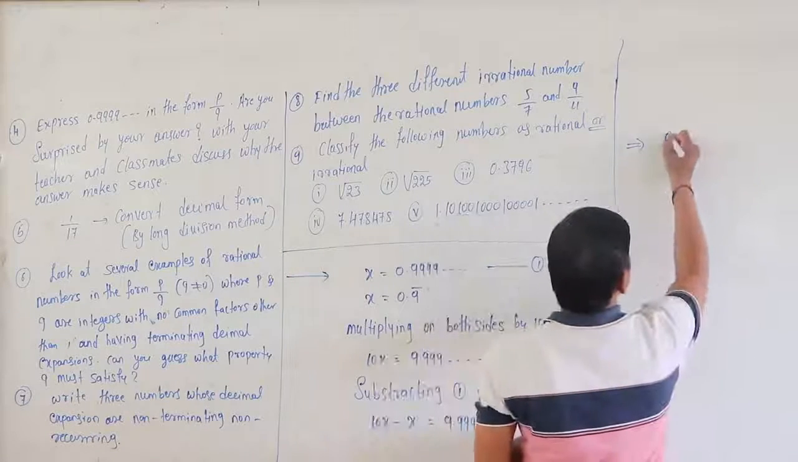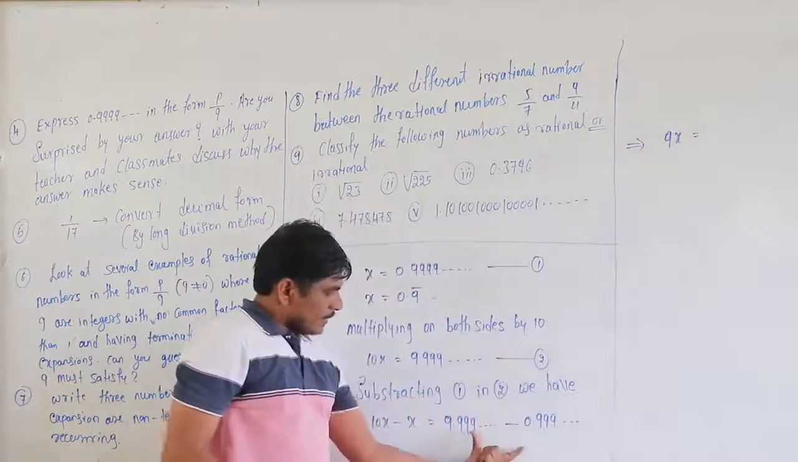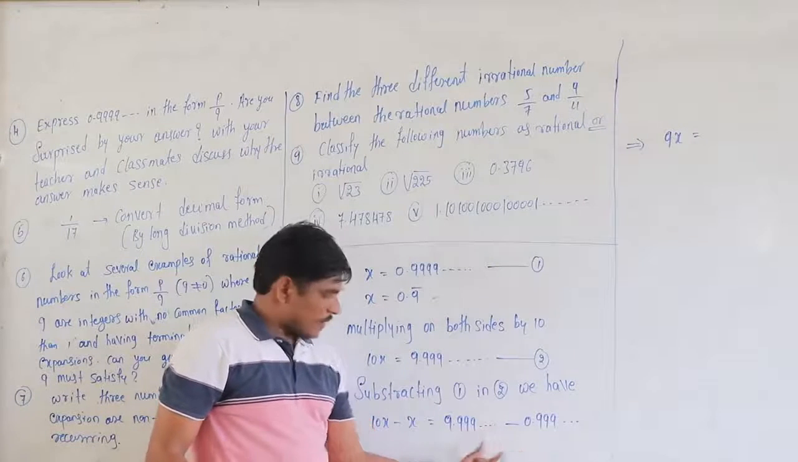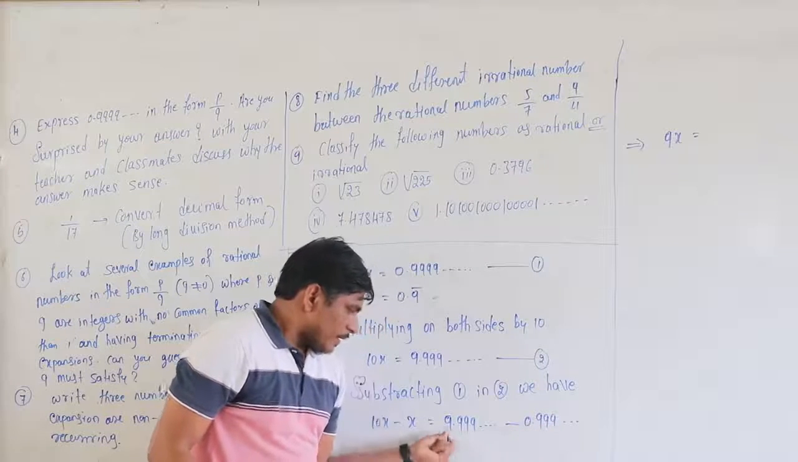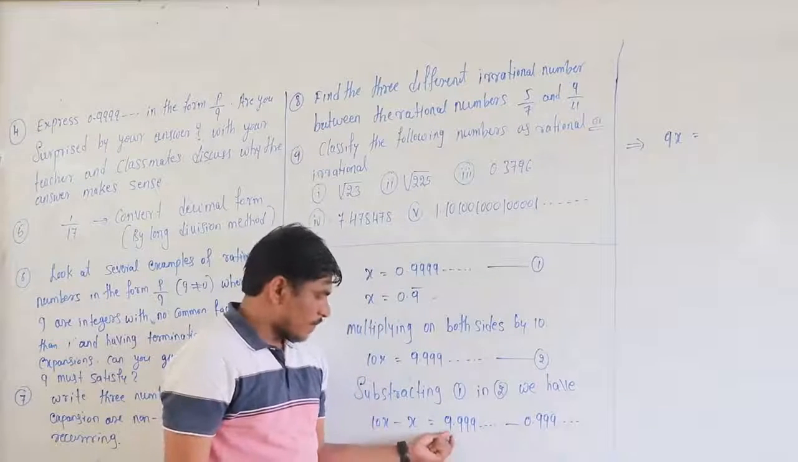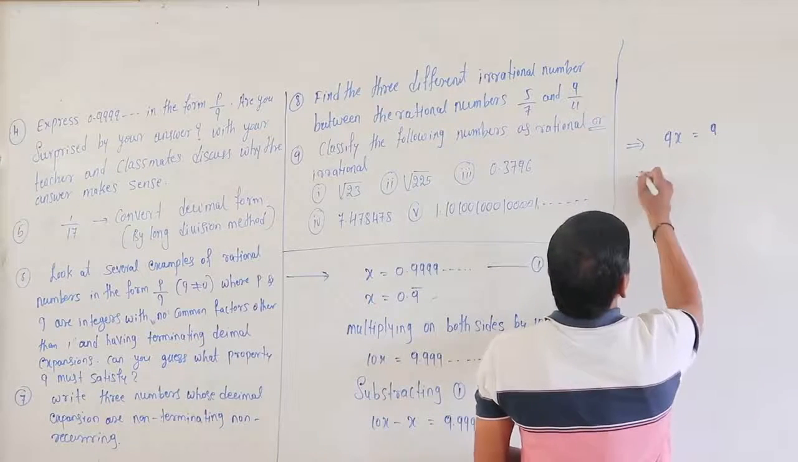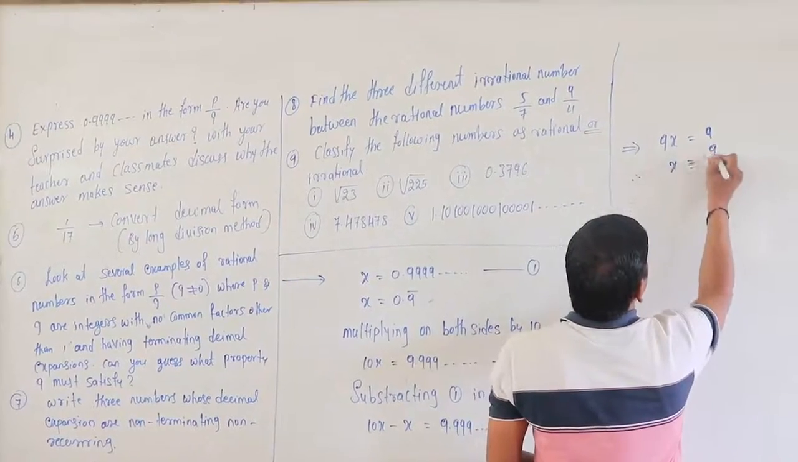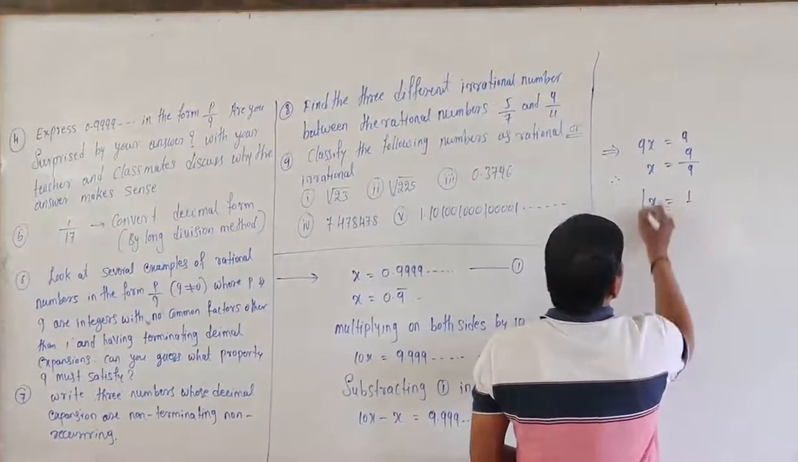Here you write 9x is equal to. Then we subtract these two decimal expansions. The decimal digits are all 9 and here also 9, so the subtraction of the decimal parts is equal to 0. Then the remaining is only 9. Therefore, x is equal to 9 by 9, and the x value is 1.